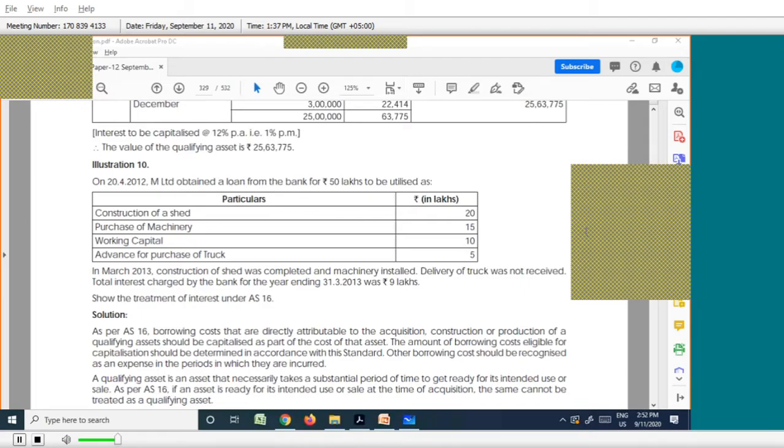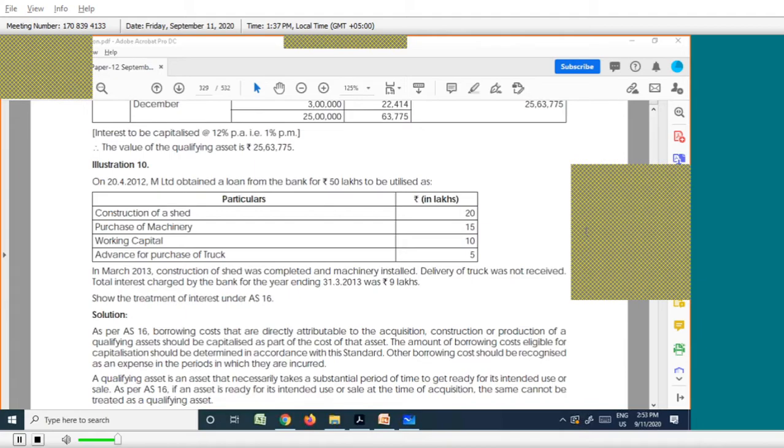Purchase of machinery means what, sir? From the language, machinery means I am purchasing. Purchase of machinery means whether the asset is available for use or not available for use. Can I purchase the machinery and use it immediately, or should I wait? This is more about English.